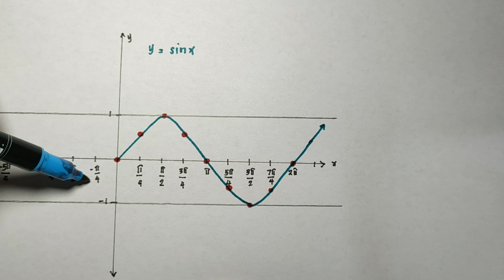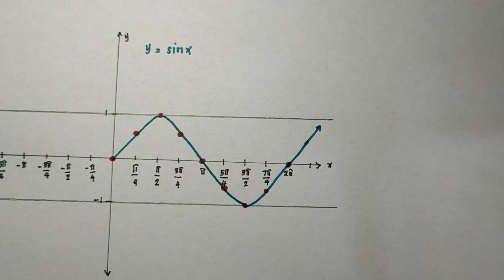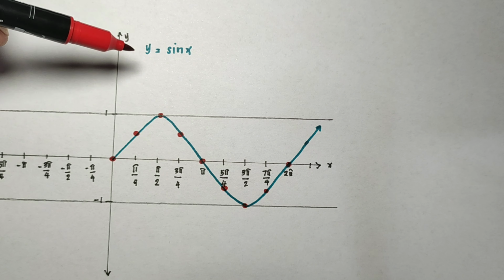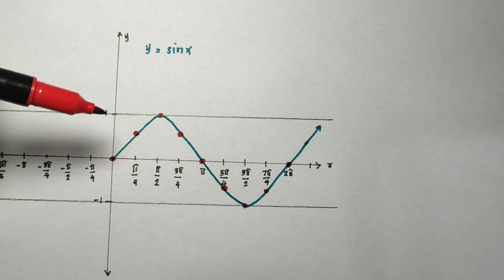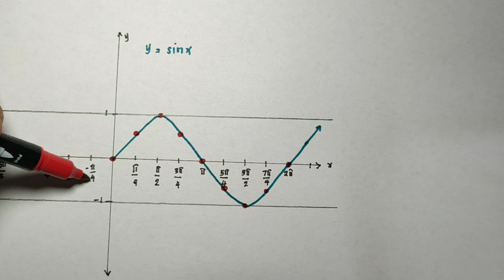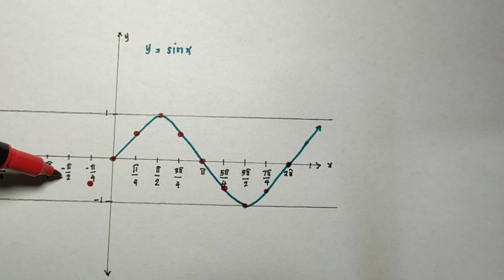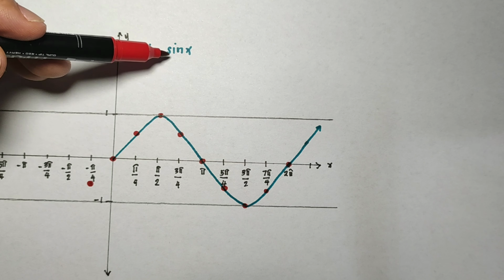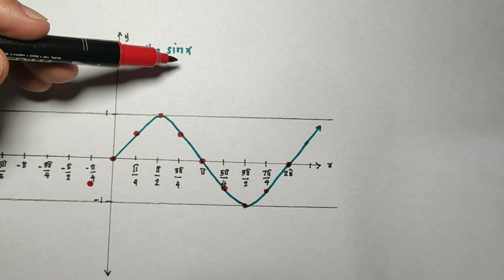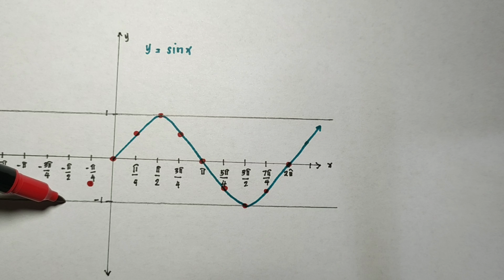Also, when x is negative pi over 4, y equals sine of negative pi over 4, where the value is negative square root of 2 over 2, and that will be negative 0.71, so in this part. Next, when x is negative pi over 2, y equals sine of negative pi over 2, in which the value is negative 1. So we have negative pi over 2 comma negative 1.